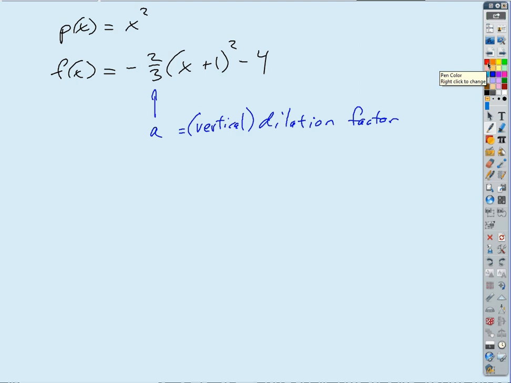I could have written this generally, right? I could have said any parabola I could write in the form a times x minus what? H squared plus k, right? The fact that that's a squared there now instead of an absolute value just means we have a different parent graph, correct? But the a still means the same thing. It's the vertical dilation factor, and the h and the k are still the coordinates of the vertex, right?